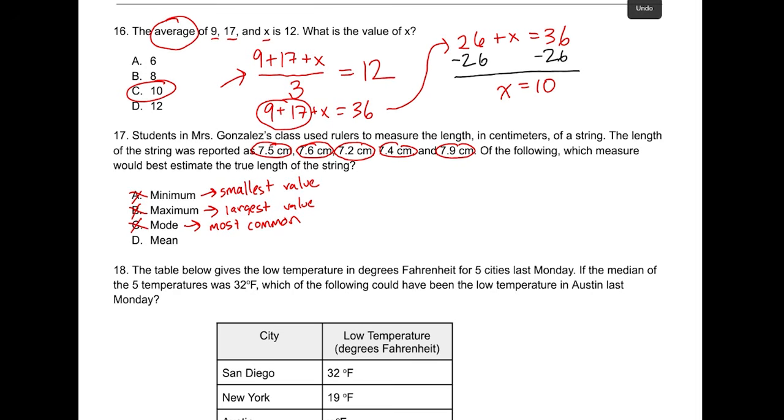So it definitely cannot be C. And even if it was, that's probably not going to be the best estimate. The best estimate is the mean, which is another way of saying average. And we can calculate the average like we did in number 16. If we add up these 5 numbers and then divide by 5, we're going to get a number that is most likely the best estimate for the true length of the string. So our answer here is D.